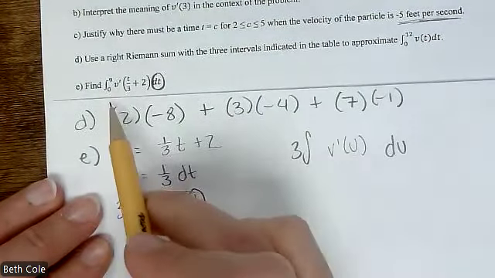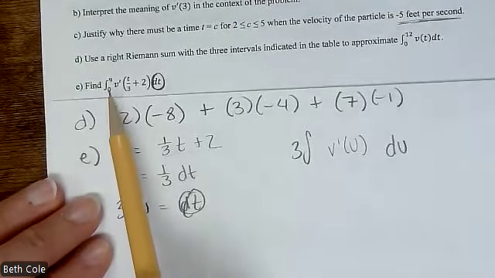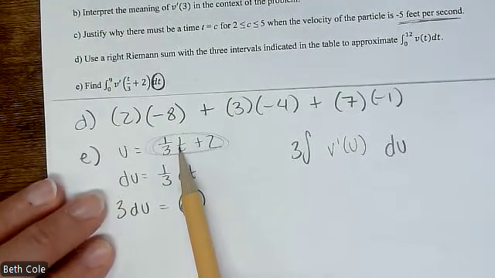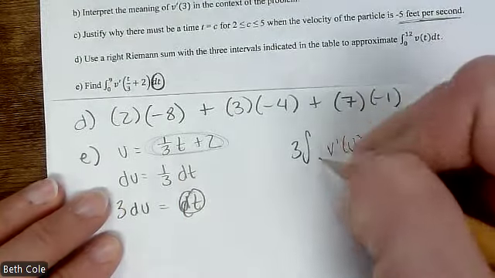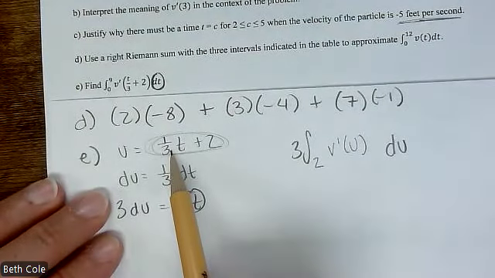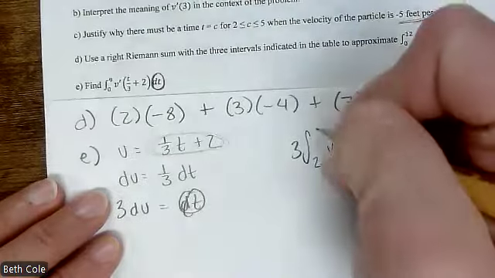And then you have to adjust your boundaries, which is not hard, but you have to do it. You're going to take the 0 and the 9 and plug it in right here. So if you plug in 0, you're going to get 2. If you plug in 9, 1/3 of 9 is 3 plus 2 is 5.